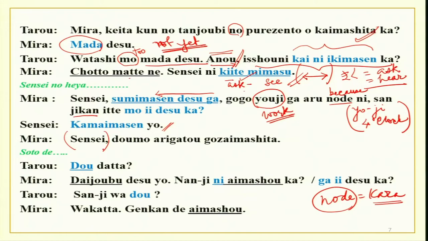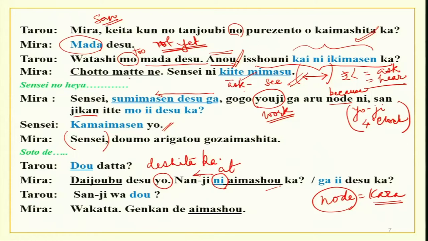Dou datta? Dou deshita ka? Daijoubu desu yo. So very, very informal. From here you can make out that it is informal. And also they are not using san over here. So it is just on first name basis. So very, very informal. Nanji ni aimashou ka? Ni over here is for nanji ni. At what time aimashou ka? Shall we meet?